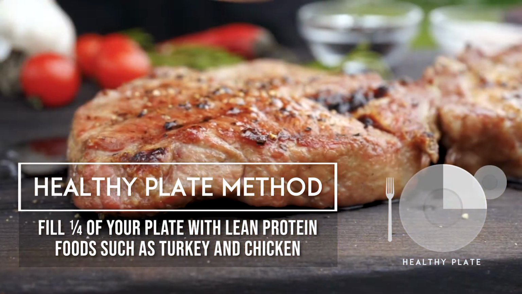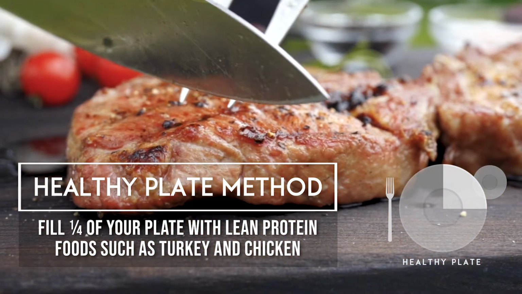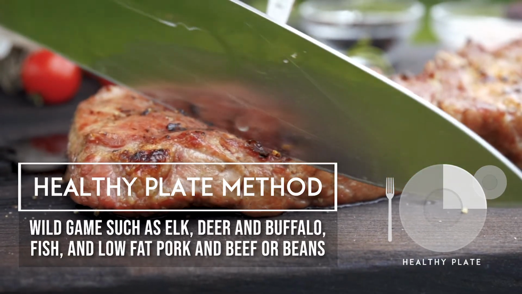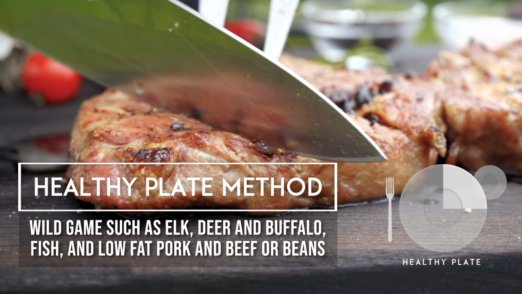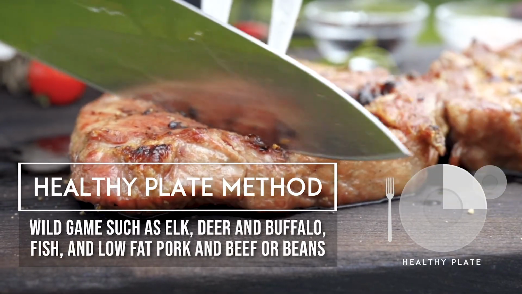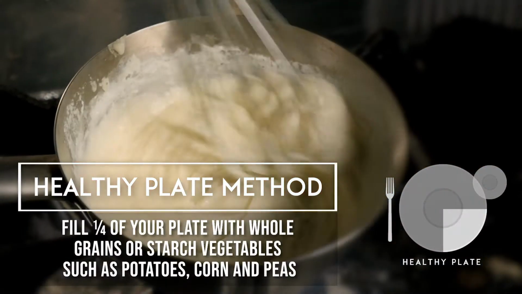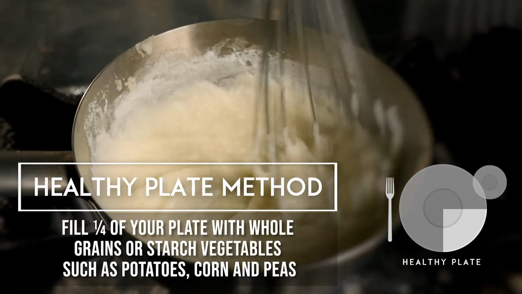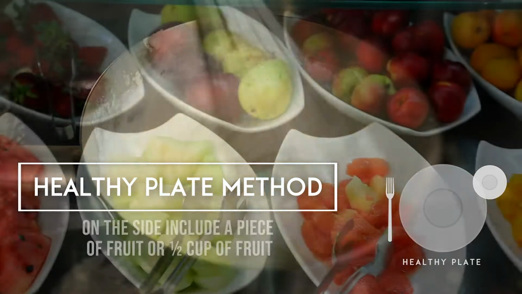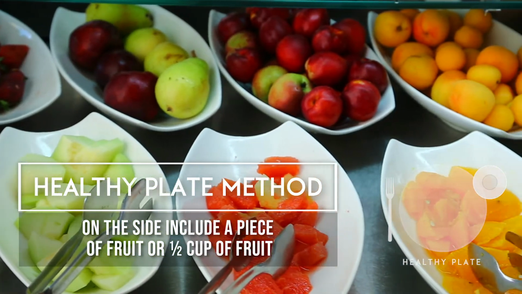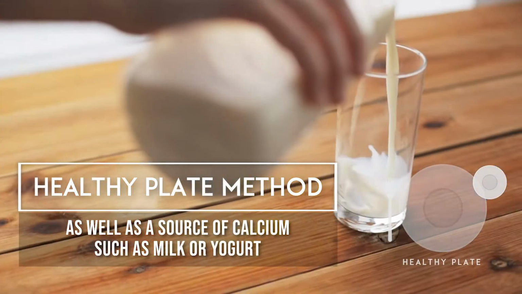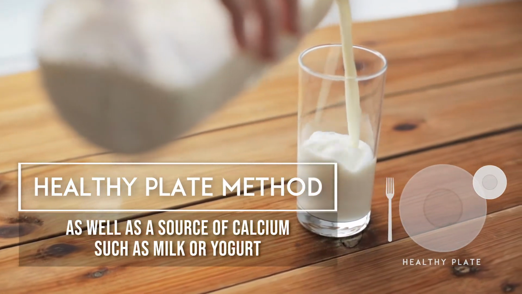Fill a quarter of your plate with lean protein foods such as turkey and chicken breast, wild game such as elk, deer, and buffalo, fish, and low-fat pork and beef, or beans. Fill up the other quarter of your plate with whole grains or starchy vegetables such as potatoes, corn, and peas. On the side, include a piece of fruit or a half a cup of fruit, as well as a source of calcium such as milk or yogurt.